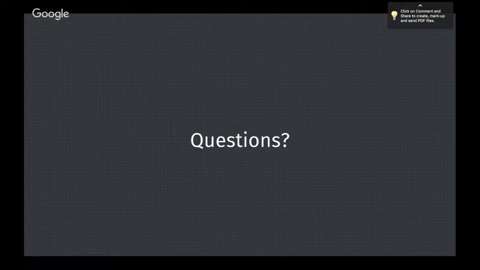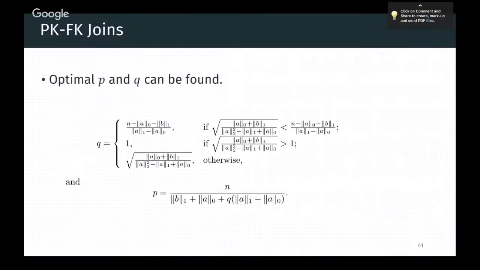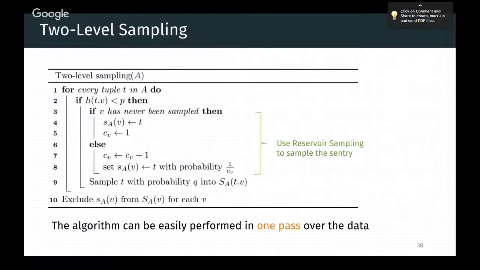You mean for... So this is the frequency-oblivious version of two-level sampling. We do not need to know the frequency for every value. We only need to know the size of the table and the distinct values in the table to decide our p and q. That is all we need. Then we can do the sampling.